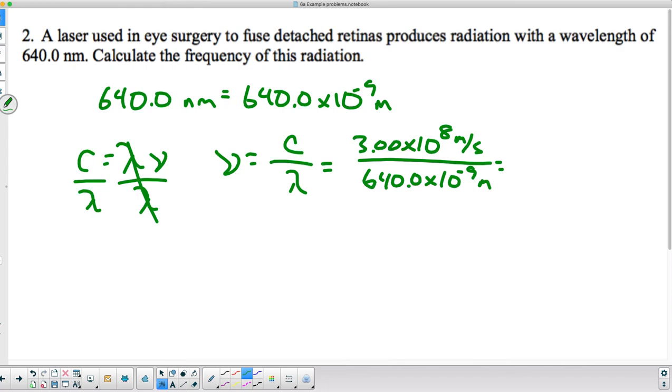Let's take a quick look at what that equals, and it looks like it is 4.688 times 10 to the 14th, and that's 1 over seconds. Or sometimes you will even see seconds to the negative 1, and that means exactly the same thing. That's number 2. This is it for this screencast, and then tune in for numbers 3 and 4.